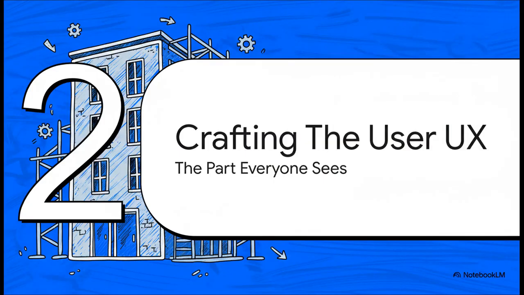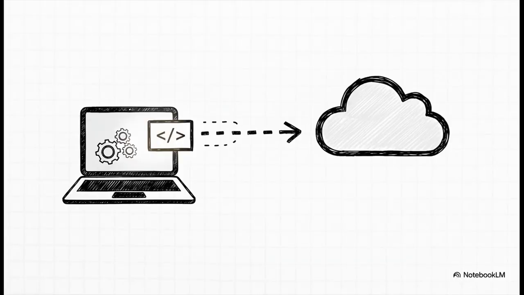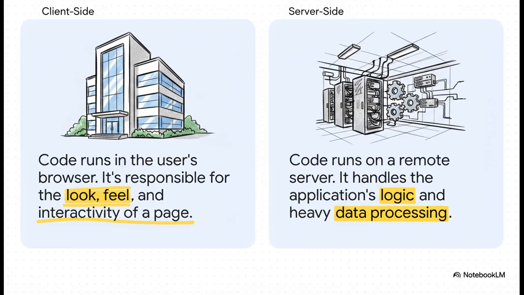All right, so every construction project has to start somewhere. For us, we're starting with the part everyone sees and interacts with first, the user experience. This is the facade of our digital building. It's the look, the feel, the windows, the doors. The technical term for this is client-side programming, and all that means is that the client is you, or more specifically, it's your web browser. All the code that makes a website look and feel a certain way is actually downloaded and run right there on your own computer. This right here is probably one of the most fundamental concepts in all of web development.